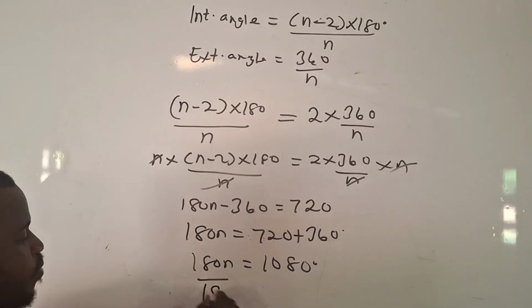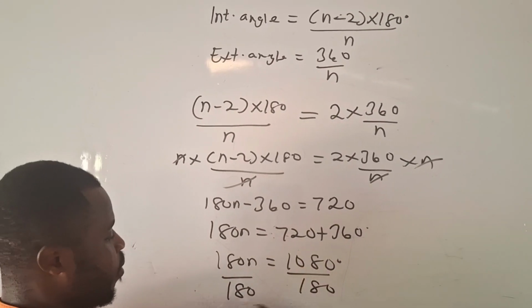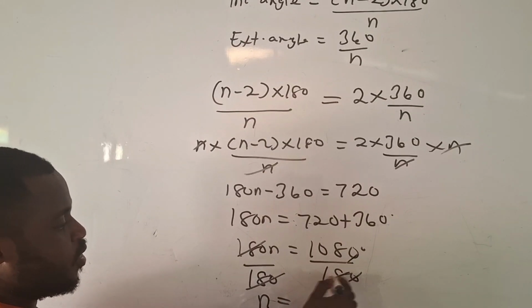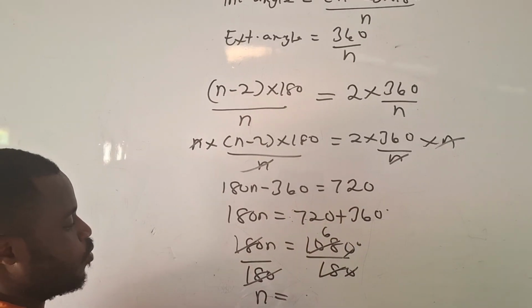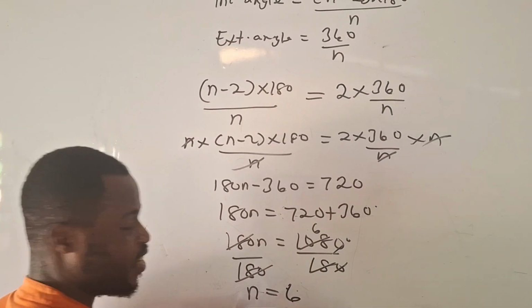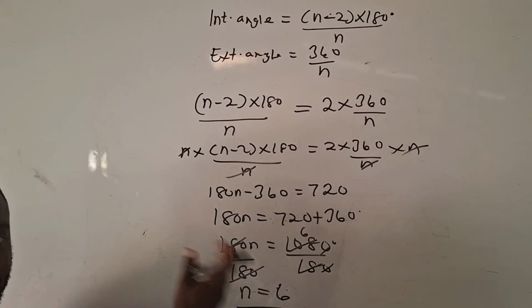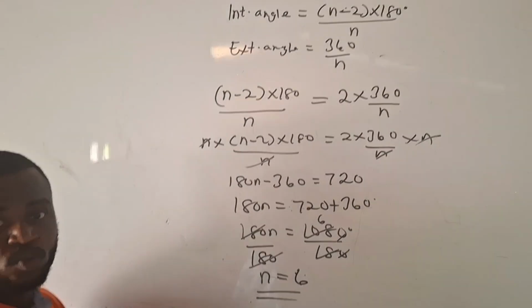So we divide both sides by 180. This divide this. So this can cancel this. 18 we divide here 6 times. So n is equal to 6. So the number of sides of such interior angle with exterior angle given is equal to 6.